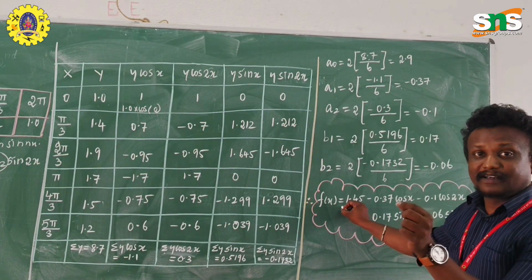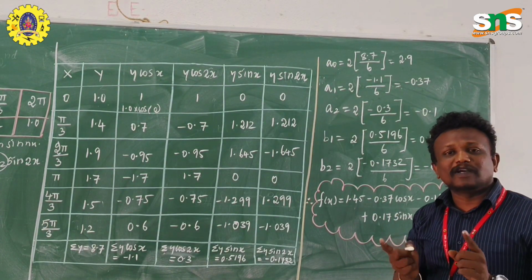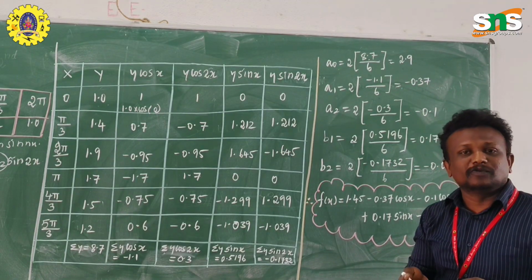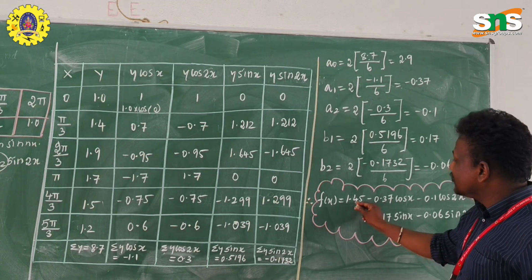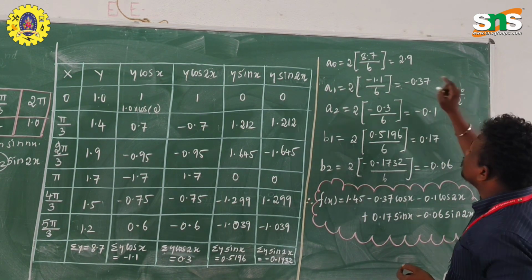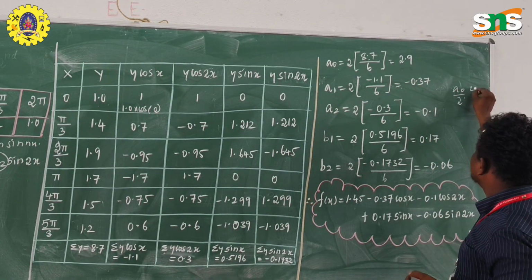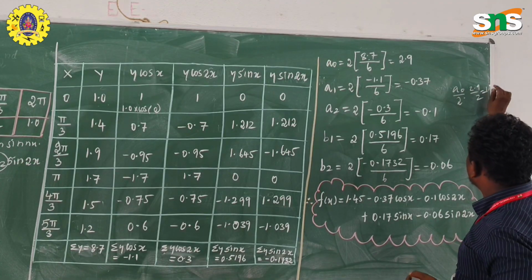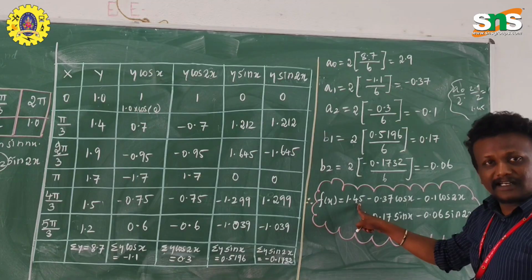We have already written the formula for f of x, where we only have to substitute the values of a naught, a1, a2, b1, and b2. Let us substitute all these values here. First, in the first formula, it is a naught divided by 2. A naught is 2.9. When you divide 2.9 by 2, your answer is 1.45. I have written that here directly.